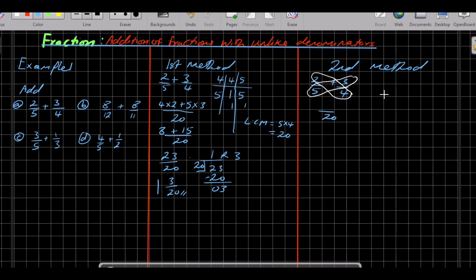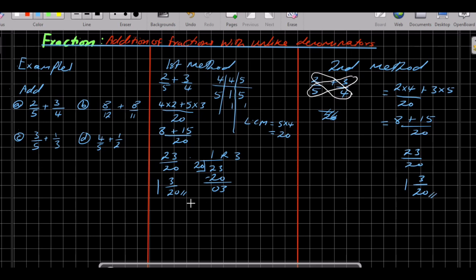We see our 20, don't forget. So 2 times 4 plus 3 times 5. 2 times 4 is going to give me 8, plus 15 over 20. Now I can add up my numerator. So 8 plus 15 will give me 23 over 20. Then you can still reduce. How many times can 20 go into 23? 20 can go into 23 one time. You write 1 remainder 3 as your numerator, then divide it by 20. You can see we are still getting the same answer.